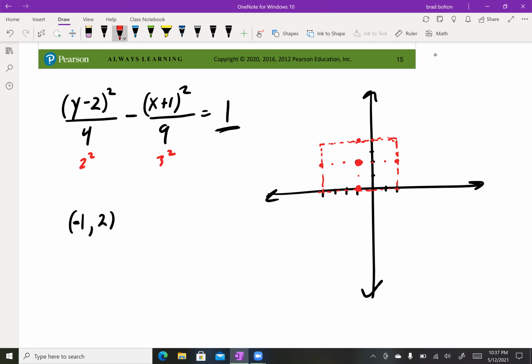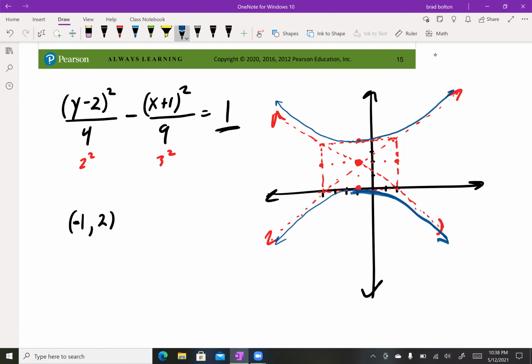Now we're going to draw our asymptotes through the center. Okay, so there's our asymptotes right there. And now let's draw our actual hyperbola. Because the y was first, it's going to be facing like this. I didn't draw that too well, but I think you guys get the idea. So we have something like that, and that would be our hyperbola.